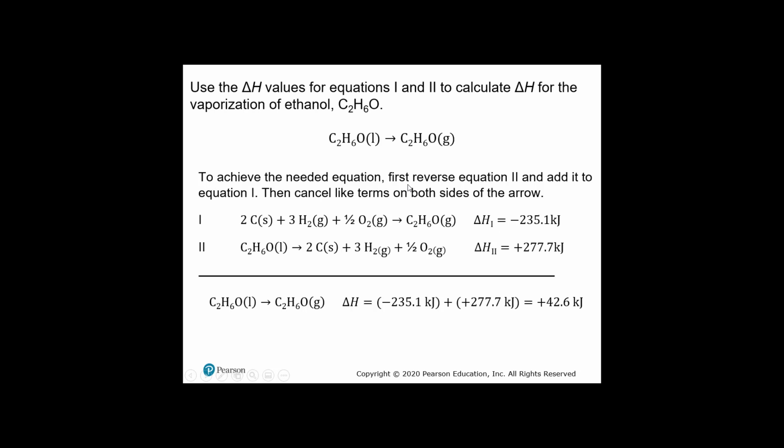So to achieve the needed equation, we need to first reverse equation 2 and then add it to 1 and then cancel the terms. I forgot to put the things to cancel. Oh no, it's there. So here we have equation 1. It looks the same, but equation 2 was negative and now it's positive. And now, if you were to bring down every single part, you would see that there are reactants and products that are matching that have nothing to do with the actual equation. So we basically did some house cleaning and removed them. And now we have our equation again that's been given to us. And we also have the values that we need to add together. And the value of this is a positive 42.6 kilojoules. And that's it.